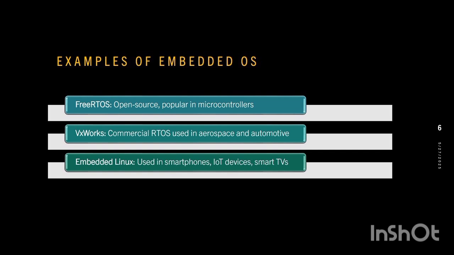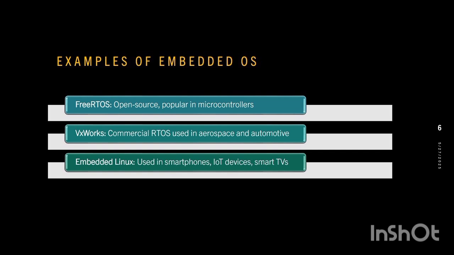Next, the last one is embedded Linux. Embedded Linux will be mostly used in complex devices like our smartphones, smart TVs, and Internet of Things. Okay, so these are some examples of operating systems. We have seen the different types of OSs and their examples.